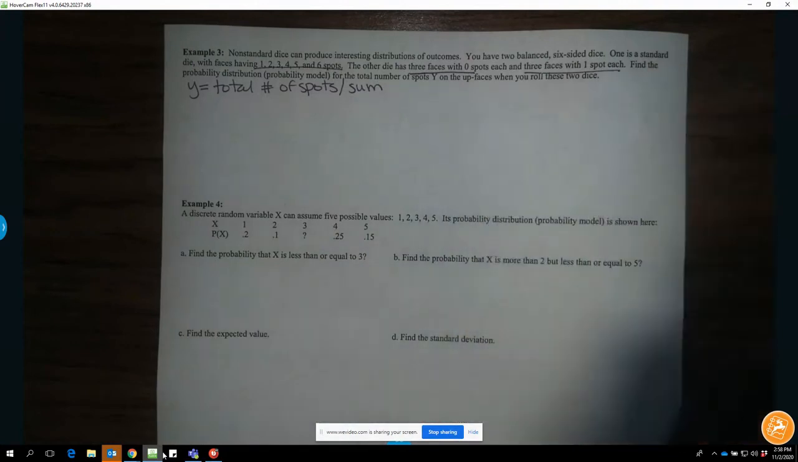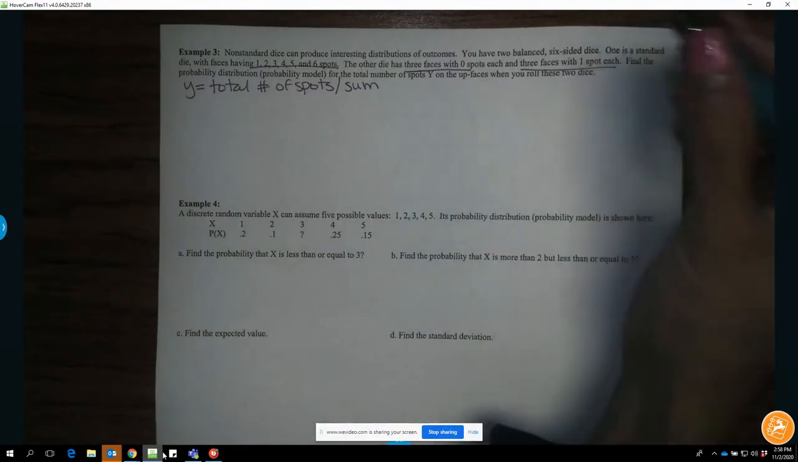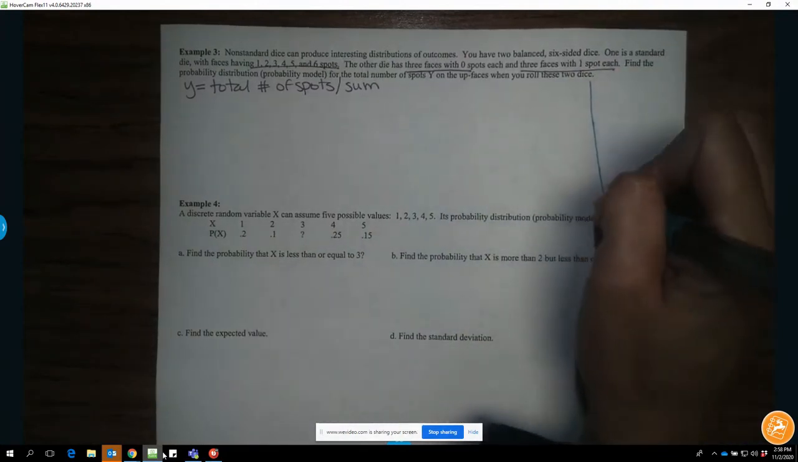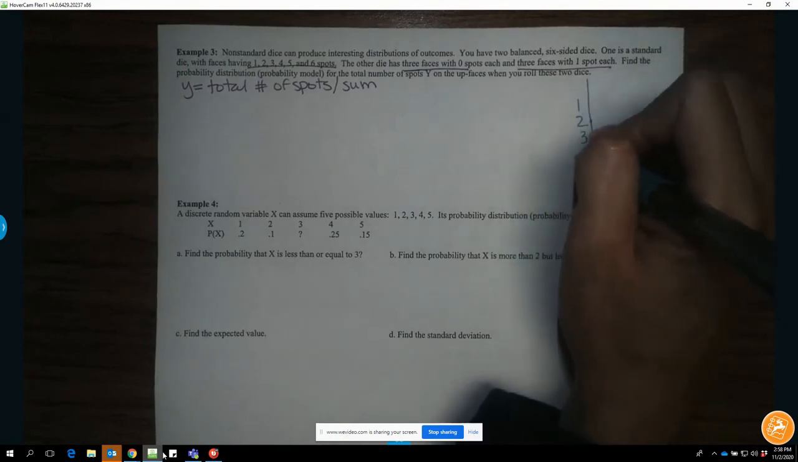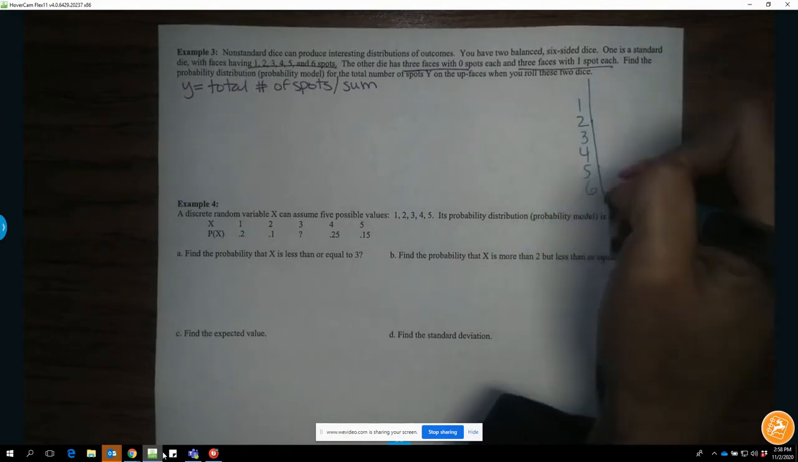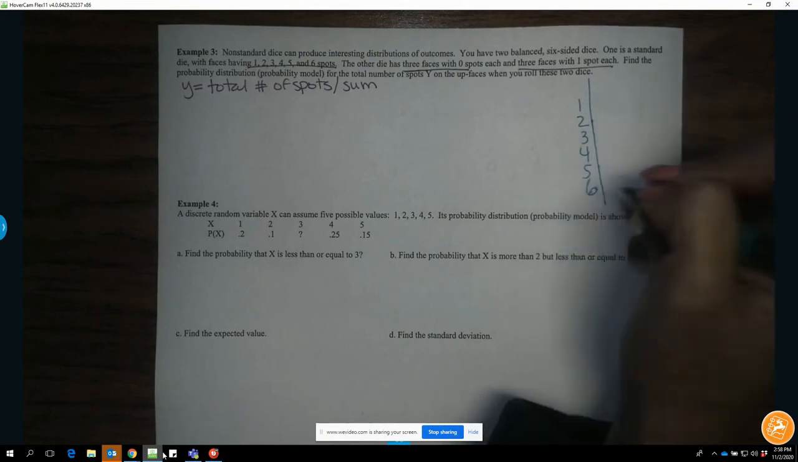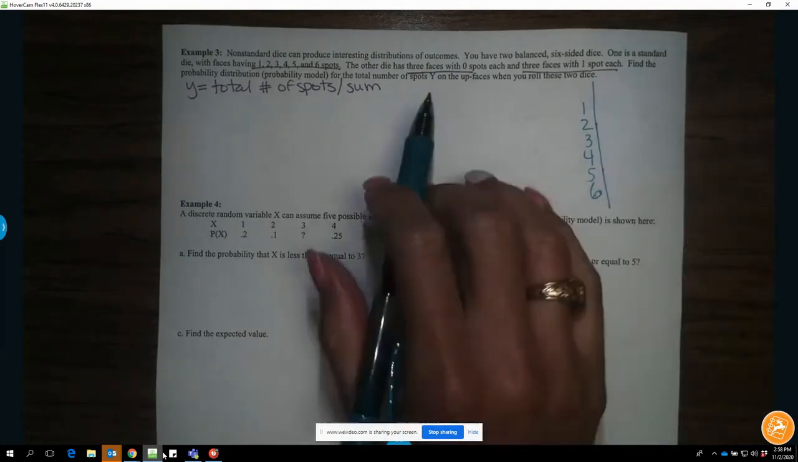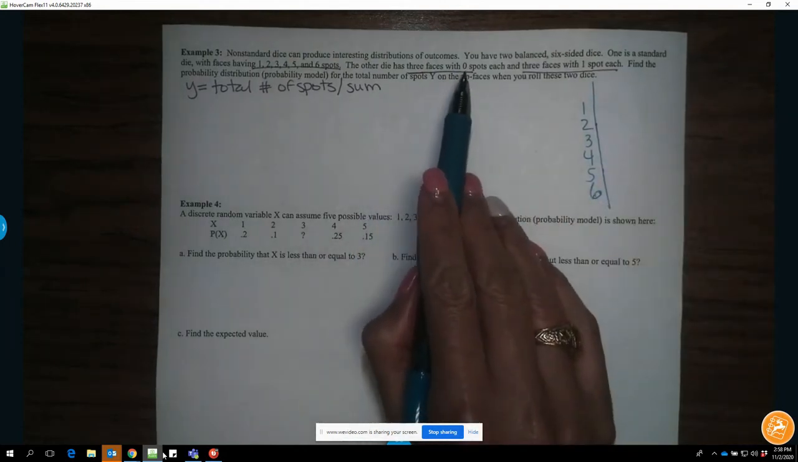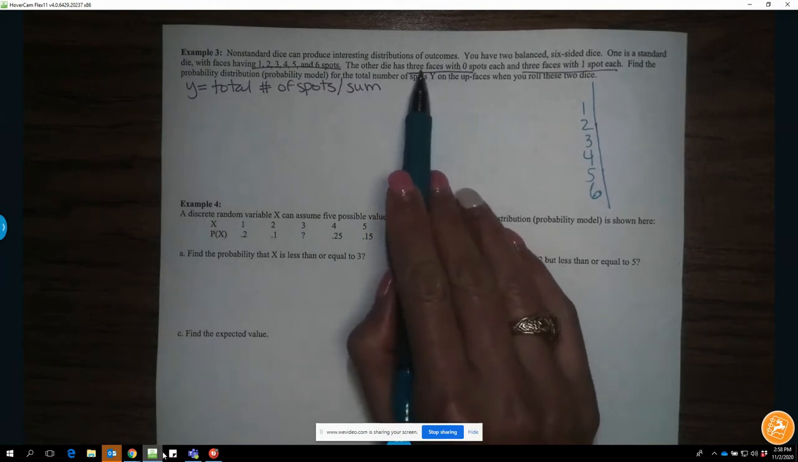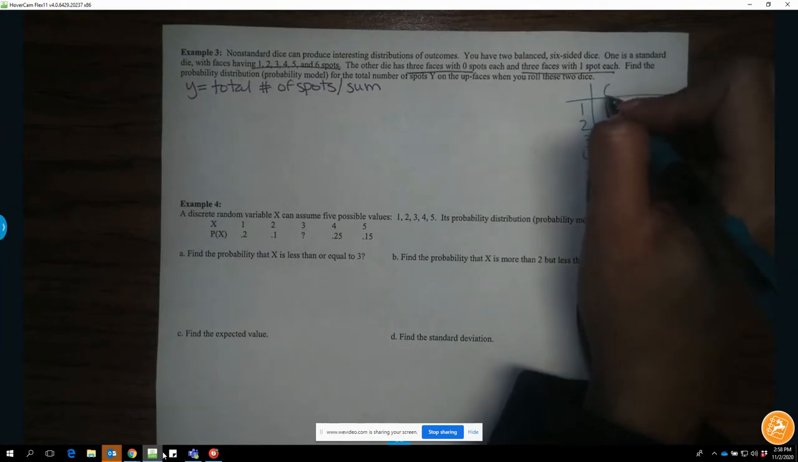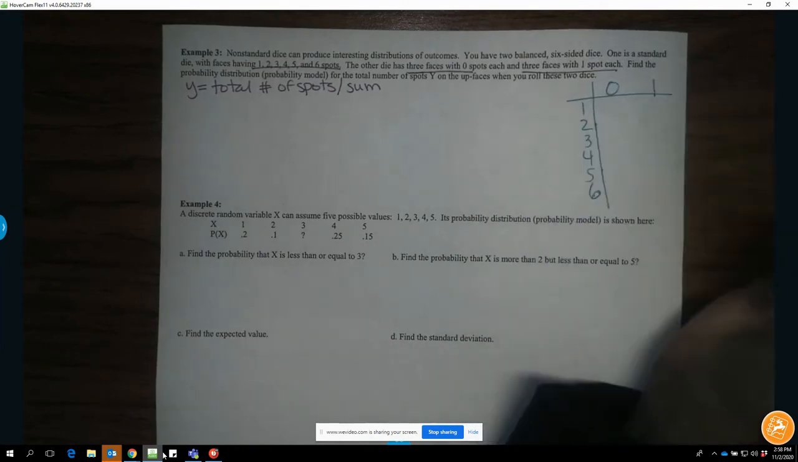Okay, and then the best way to do things with dice like that is to just write out the entire sample space. So one of the dice has the numbers 1 through 6. So right here, 1, 2, 3, 4, 5, 6. So that would be one of the dice. And then the other die has 0 on 3 faces and then 1 on the other 3 faces. So the other die only has the numbers 0 and 1.